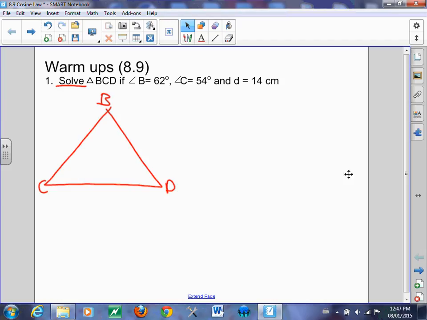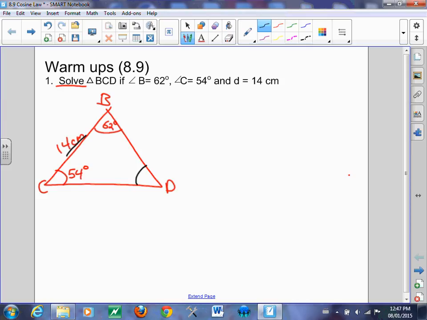All right, let's fill in the information. B is 62 degrees. C is 54 degrees. And side D is 14 centimeters. Now we know, since there's no 90-degree triangle, that we can't use Pythagorean theorem or SOHCAHTOA, so we now have to look for a match. Do we have a match as given? No, but we have a side length D. Can we find angle D?